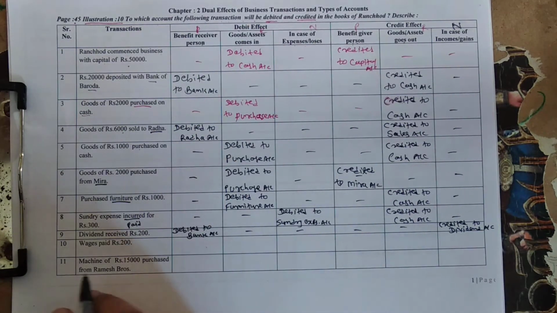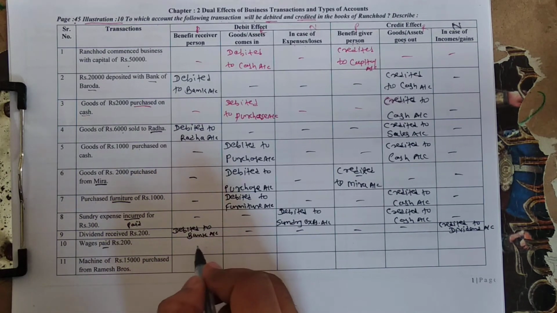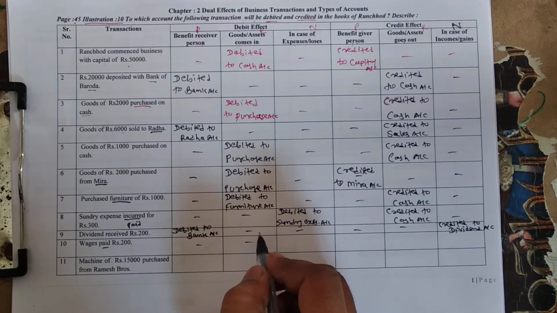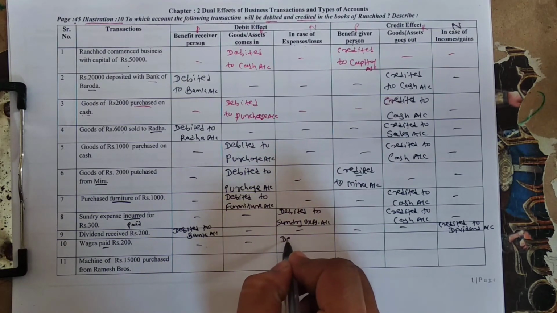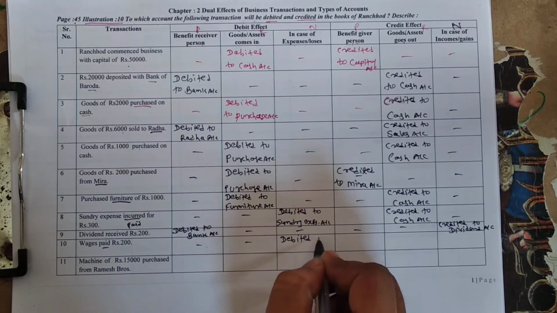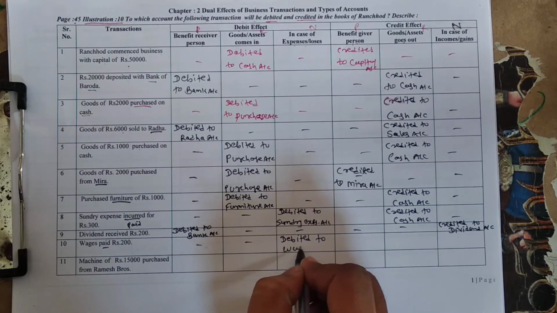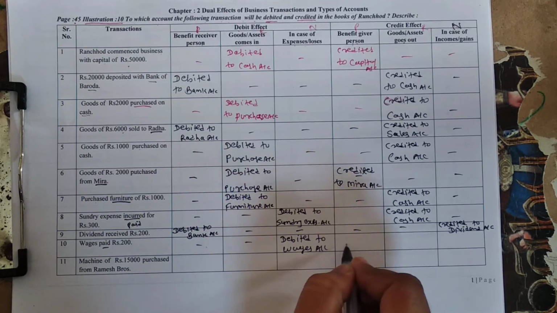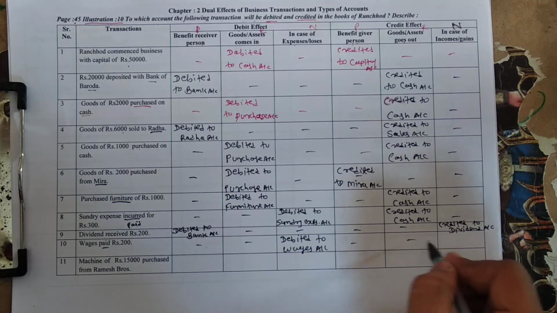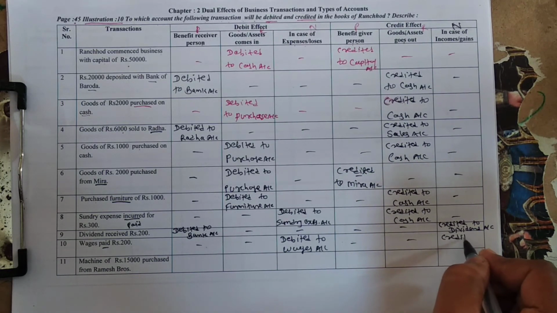Understand? Number 10, wages paid. Student, paid would indicate that expense is incurred. Expense is a nominal account. So debit expenses. Which type of expense is incurred? Wages, so debit it to wages account. And the second effect, cash goes out. So credited to cash account.